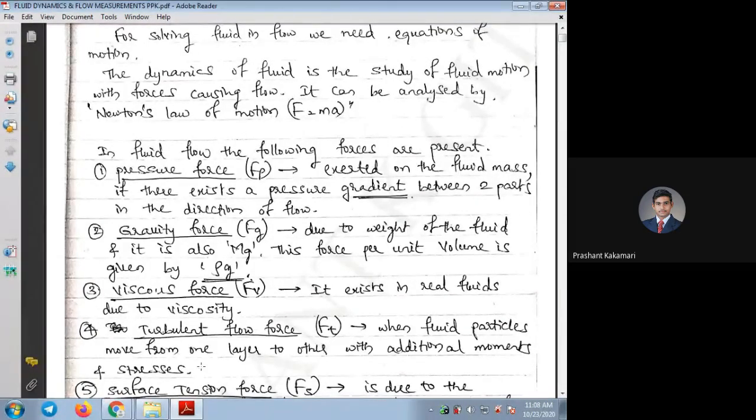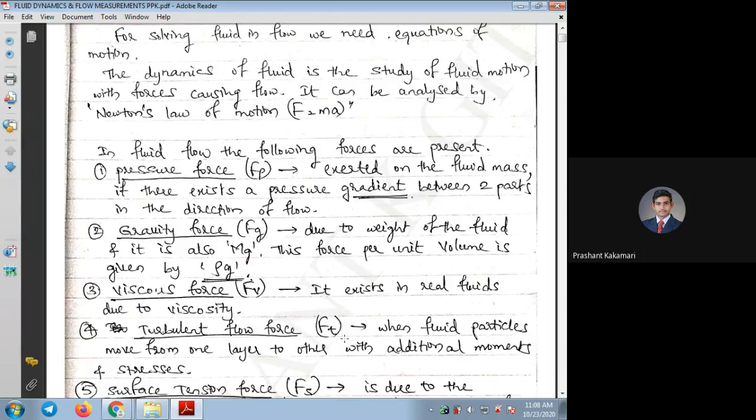Okay, where the fluid particles are moving from one layer to another layer with additional movements or stress which are generated, such forces we are considering as turbulent force. So that is denoted by Ft.